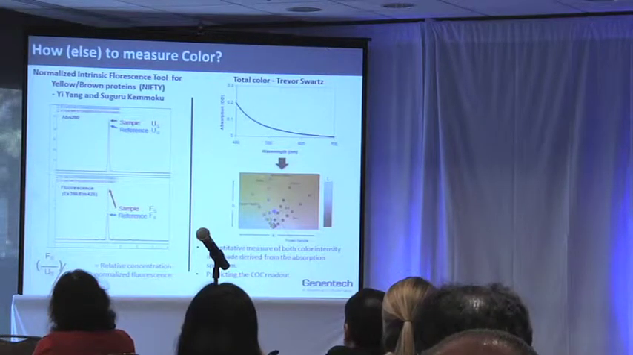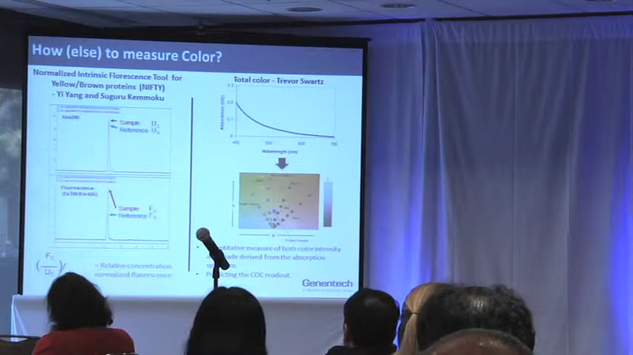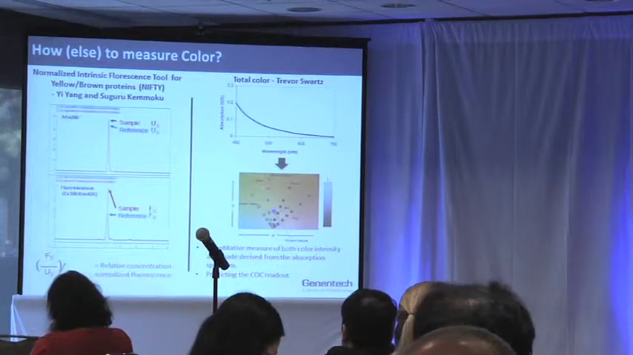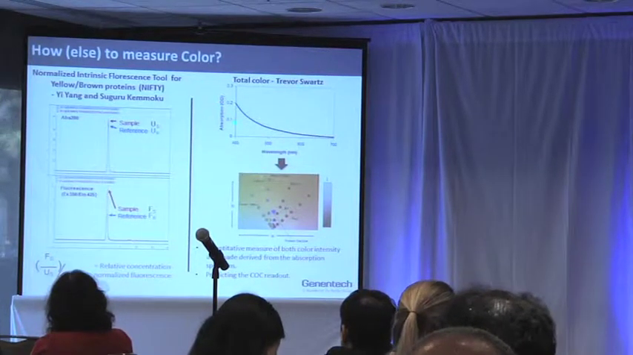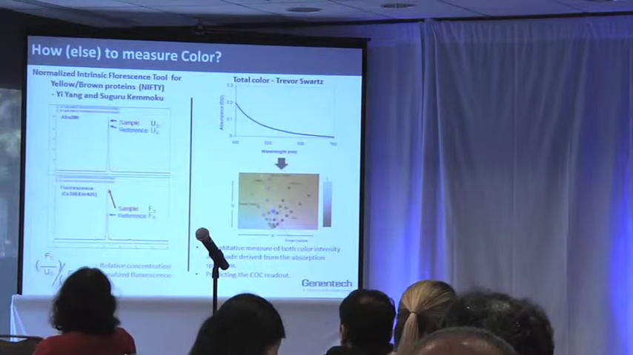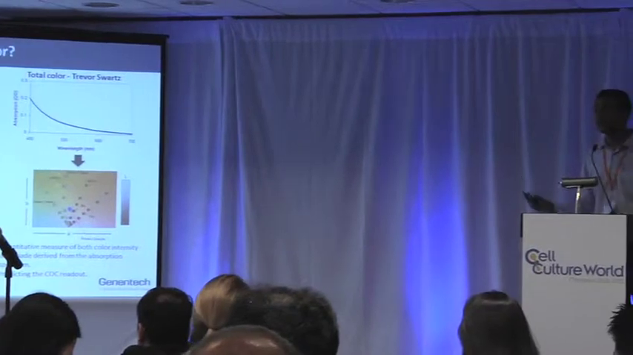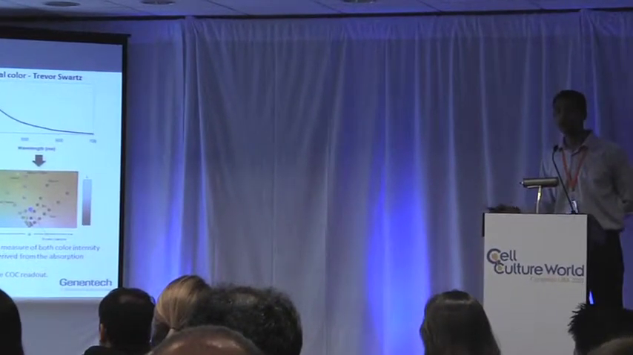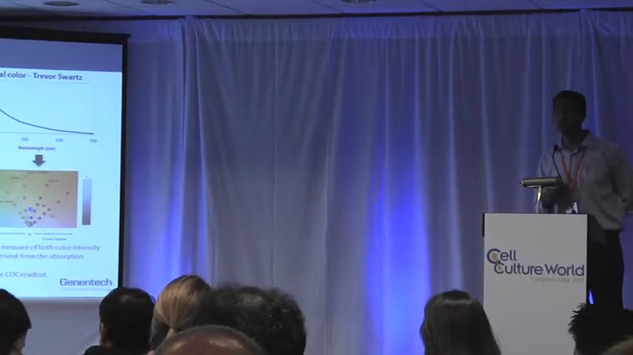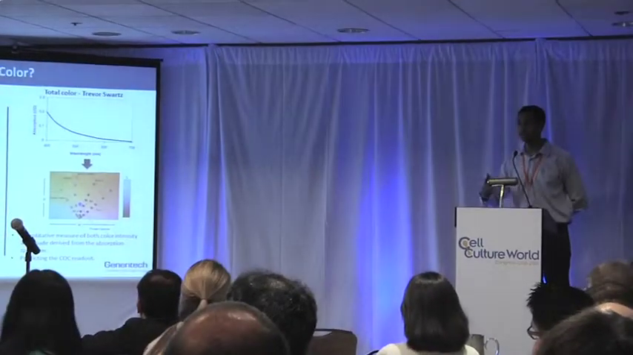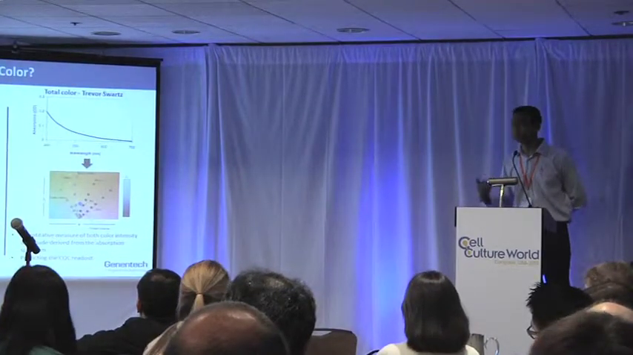The other tool that we use is called total color, which is developed by Trevor Schwartz. It tries to mimic how the human eye perceives color. We first take a UV visible spectroscopy of the sample and then convert it onto this LAB scale. Now, the LAB scale is used by the industries that deal with color, for example, the paint industry, to assess what their shades of color are. So we're just adapting it and using it for proteins in our case.